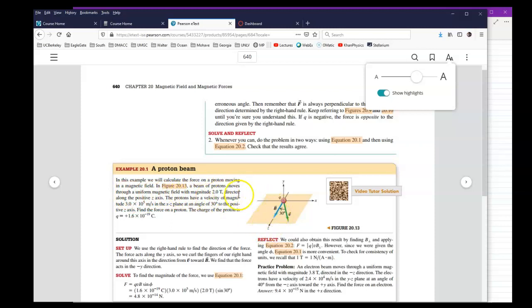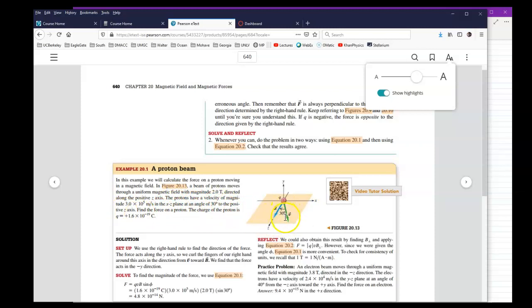Okay, so B here is equal to 2 Tesla, which is very intense. That's probably in a physics lab or some professional lab. 2 Tesla directed along the positive z-axis. Okay, the protons have a velocity of magnitude 3 times 10 to the 5 meters per second in the xz plane at an angle of 30 degrees to the positive z-axis.